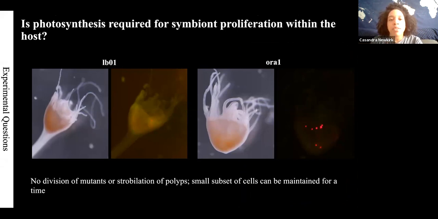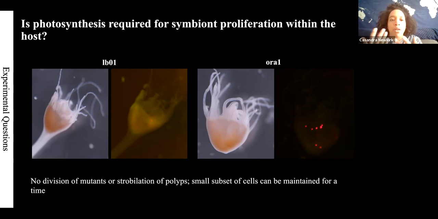So here we did another experiment where we took our mutant cells. We didn't do the wild type. I did some separate experiments with the wild type only that show that the wild type allows the animals to strobulate, which is important because these strains all stemmed from that wild type strain. I didn't show that here. But what we did is we inoculated another subset of polyps with LBO1, another subset with orange one.